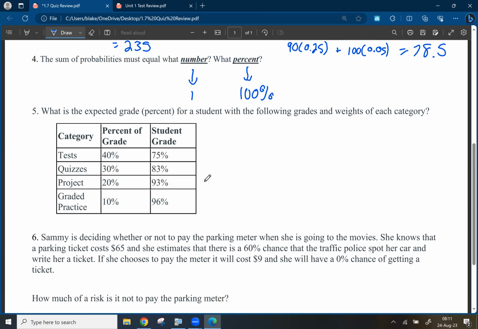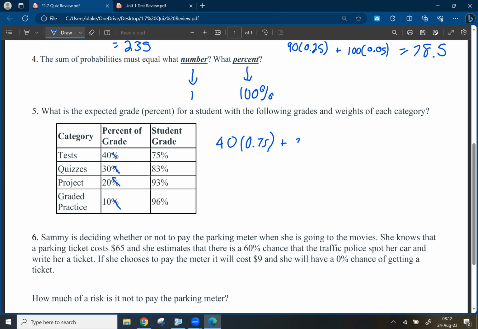All right, number 5. What is the expected grade? The way I like to modify these is, instead of the percent of the grade, I like to turn them into raw numbers. So I like to just keep them as 40, 30, 20, and 10 instead of 40%, 30%, 20%, 10%, just my preference. And then I'll keep the grade for that category as a percentage, and then convert that to decimal. So tests are 40% of the grade, or 40 points out of 100. And this student here has 75% of those 40 points.